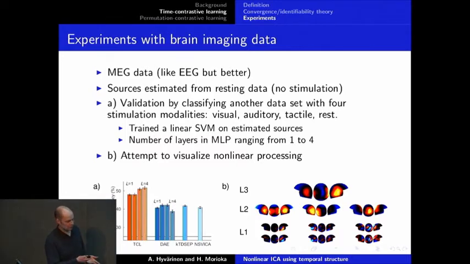Then, of course, we could try to visualize the nonlinear processing by looking at how in the different layers you pool information from various parts of the brain. But that's really difficult, as we all know. Visualizing or interpreting what a neural network does is extremely difficult. So maybe I don't go into details.